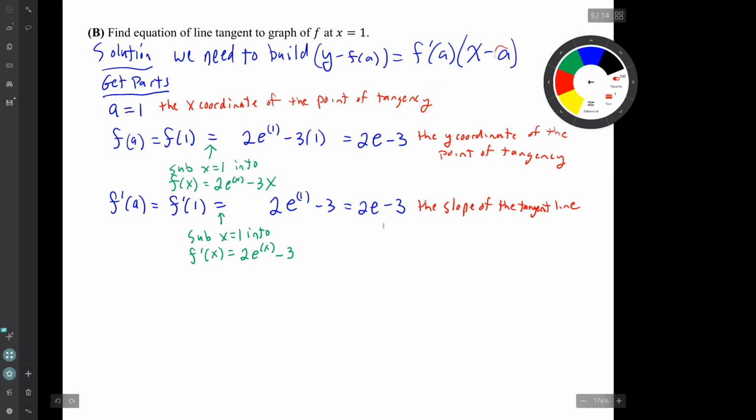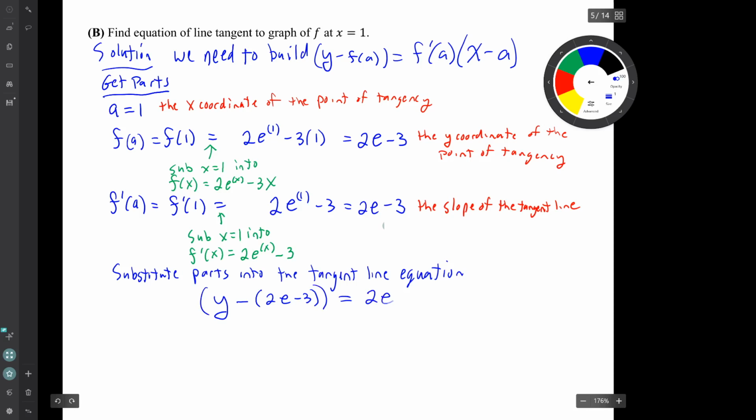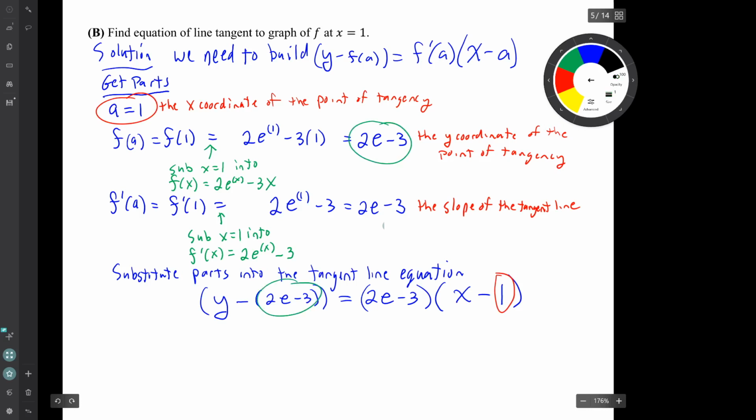Okay, so we've got our three parts. We've got our a, we've got our f of a, we've got our f prime(a). So the next thing is to substitute these parts into the tangent line equation. Now, when you substitute parts, you have to be careful to substitute the parts in the correct spot. That a equals 1 goes here. That f of a equals 2e minus 3 went here, and that f prime(a) equals 2e minus 3 goes here. So what we've got now is the point-slope form of the tangent line equation. So we need to convert to slope-intercept form.